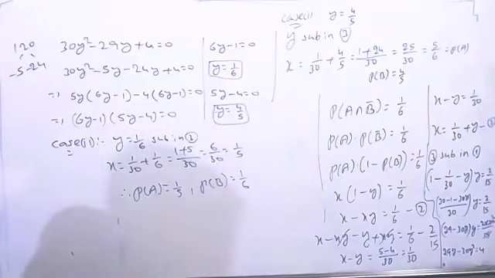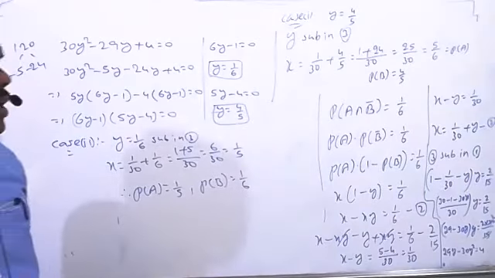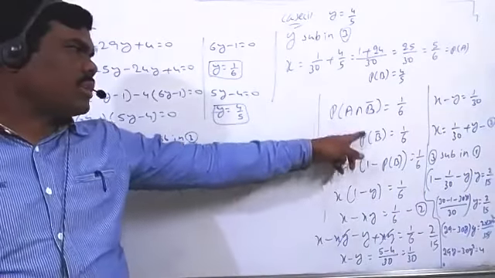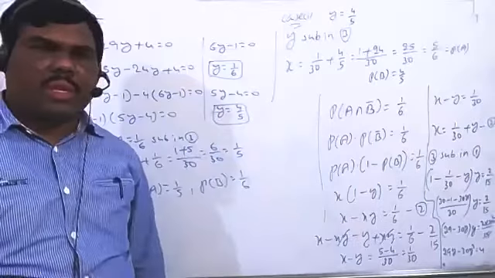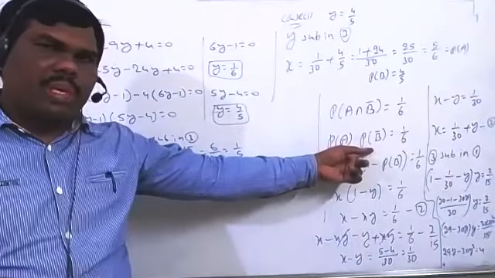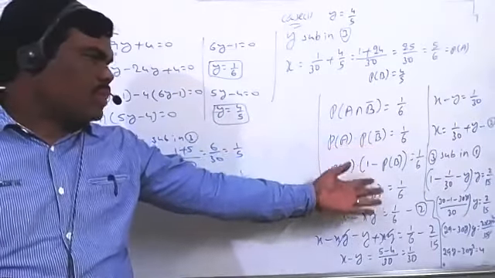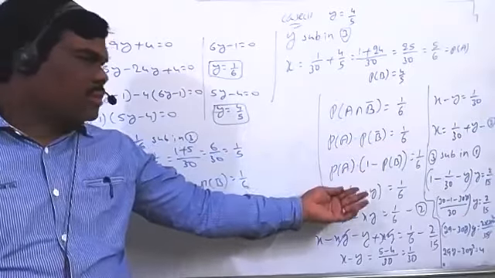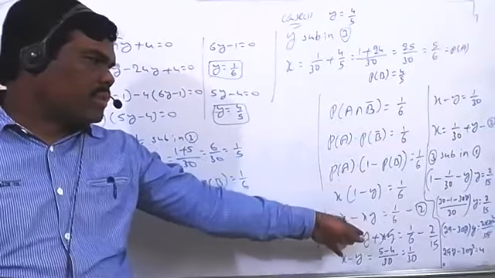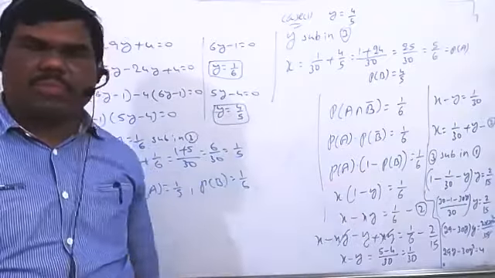Coming to the second one, probability of A intersection B dash is equal to 1 by 6. Clearly A and B are the independent events. Then what do you get? Probability of A into probability of B bar equal to 1 by 6. And probability of not B equals 1 minus probability of B. We have taken X, so X into 1 minus Y equal to 1 by 6. Clearly we got this second equation.